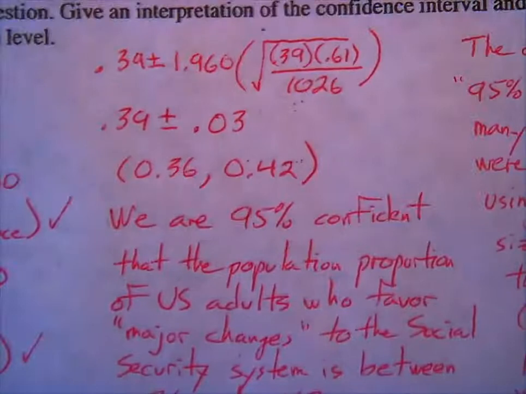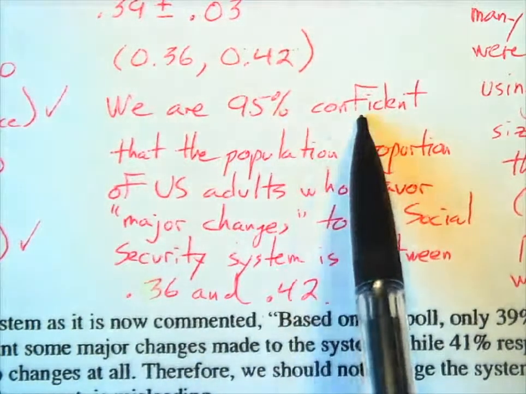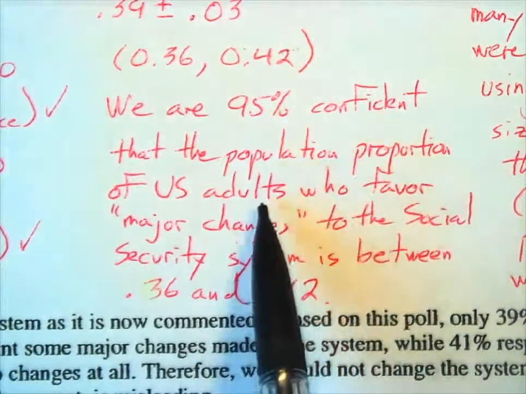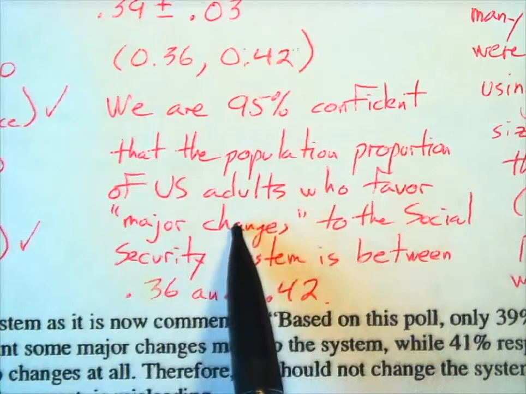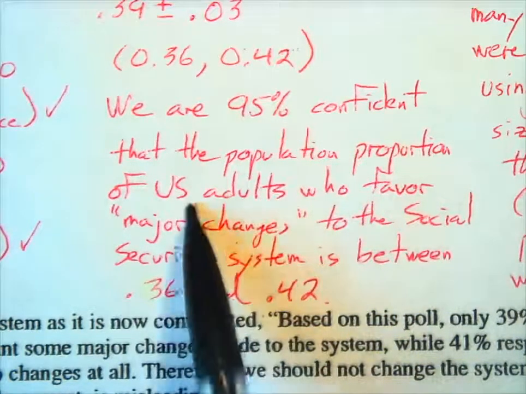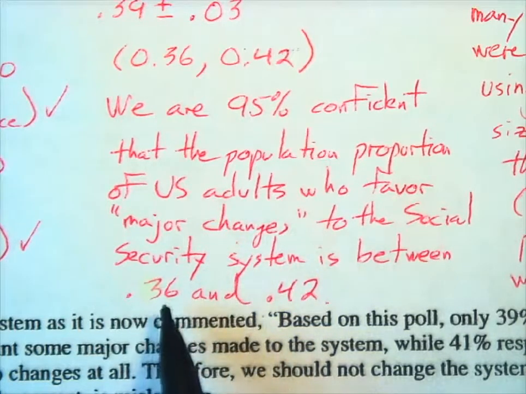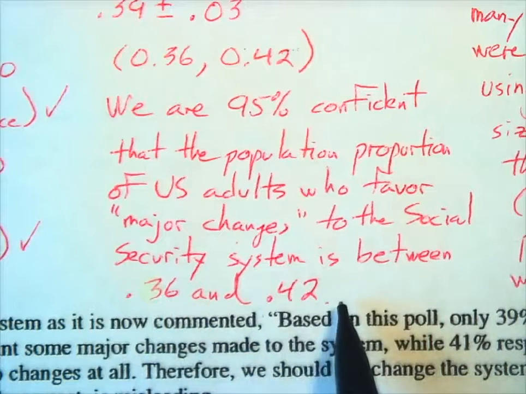Again, I think it's a good idea to show the work. Always interpret. So we are 95% confident, there's the level, that the population proportion of US adults who favor major changes to the Social Security system. So there's the context about the population parameter that I'm really describing. That parameter is captured. We're 95% confident between the 0.36 and the 0.42.